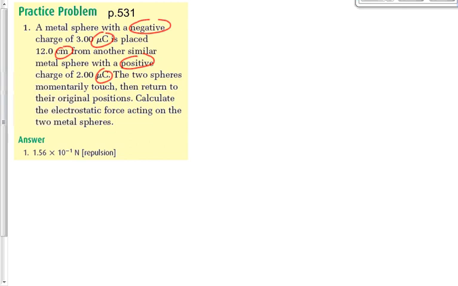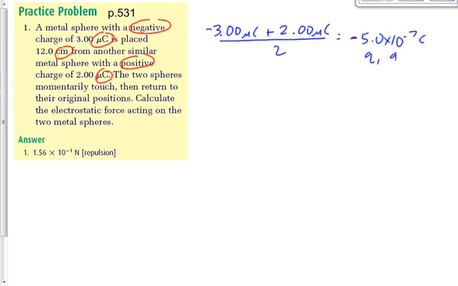So we touch them together. We want to find the force that acts between the two. Let's get Q1 here. In order to get Q1 and Q2, we're going to start off by averaging those two charges together. Negative 3.00 microcoulombs plus positive 2.00 microcoulombs, divide that by 2, gives us a charge of negative 1 divided by 2, so negative 5.0 times 10 to the minus 7 coulombs. Okay, that's going to be Q1. That's going to be Q2. The distance that separates them, 0.12 meters. We want to convert the centimeters to meters. Let's find the force.